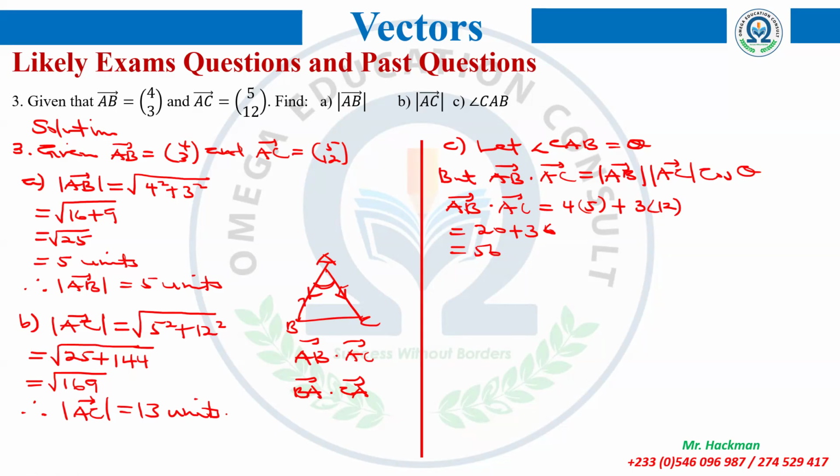So obviously the dot is giving us a positive number. That gives us an idea of the size of the angle. The angle cannot be more than 90. It will be less than 90 degrees.